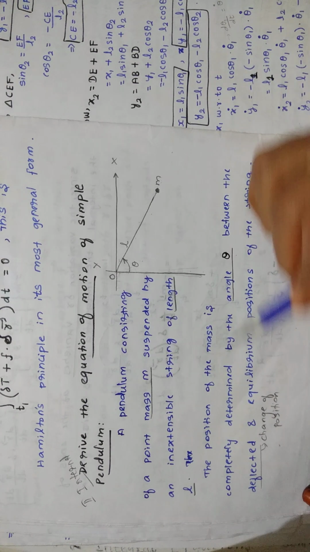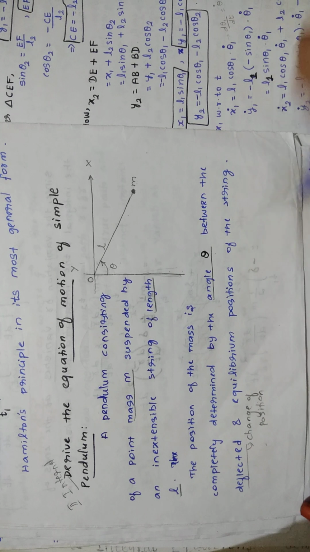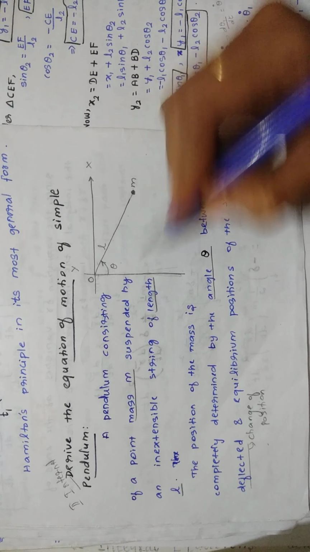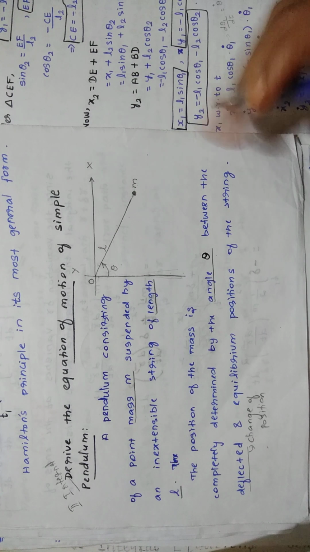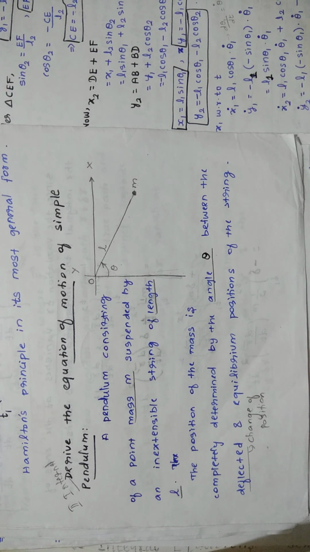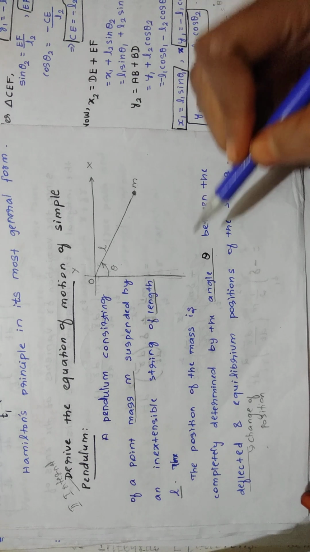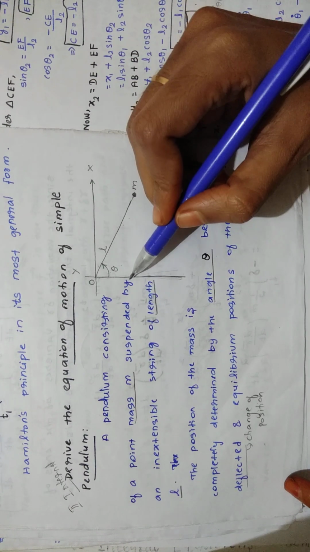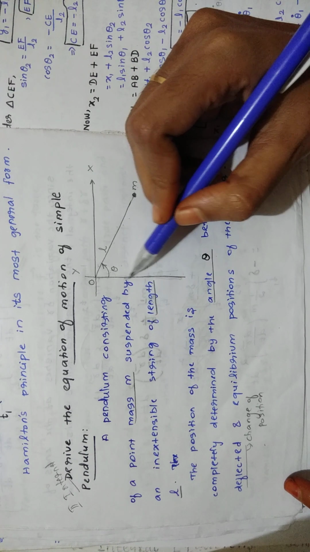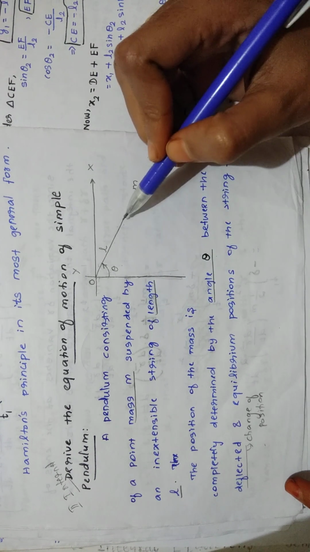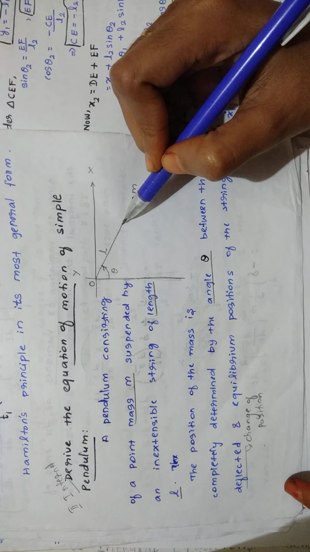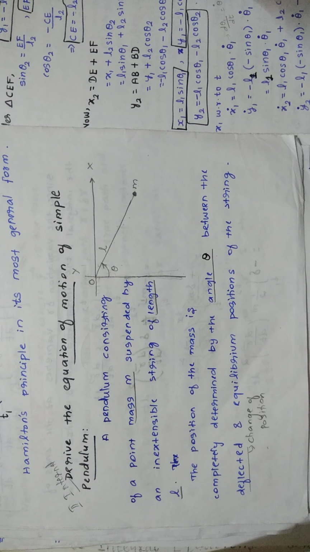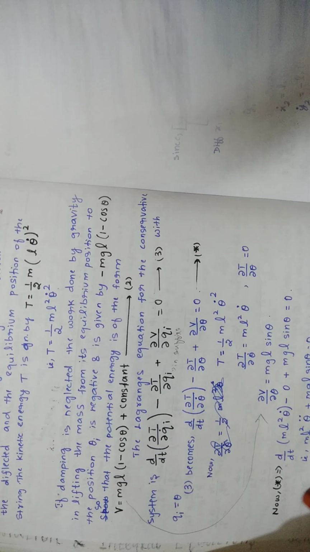The position of the mass is completely determined by the angle theta between the deflected and equilibrium position of the string. This is the equilibrium position, this is the deflected position. The equilibrium position of the string and the deflected position of the string determine the angle theta. That is what is meant by this sentence.